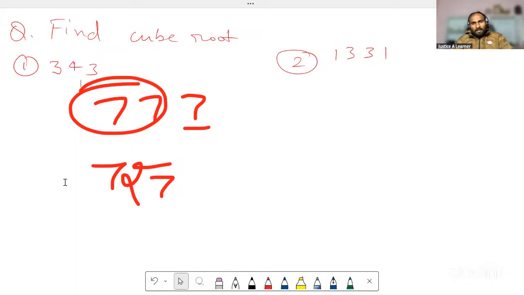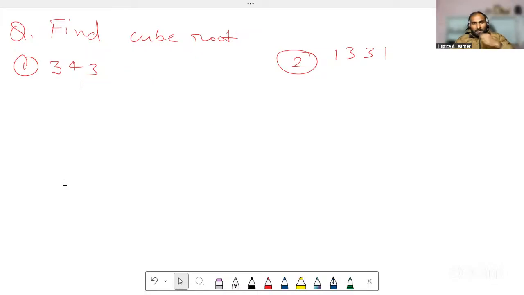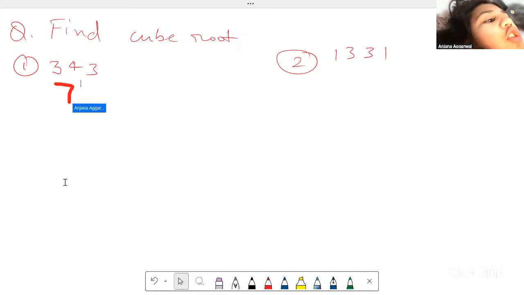No, no. You forgot the concept. In cube root, we do not have a pair of 2. We have a pair of 3. Oh, so the answer is 7. Yes, 7 is the answer. Correct. That is the difference between square root and cube root, right? Yeah, I forgot about that.